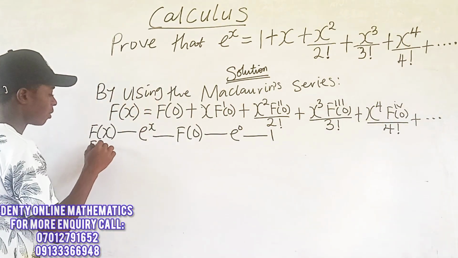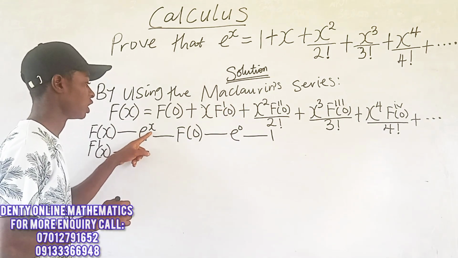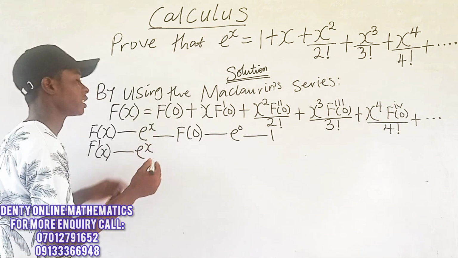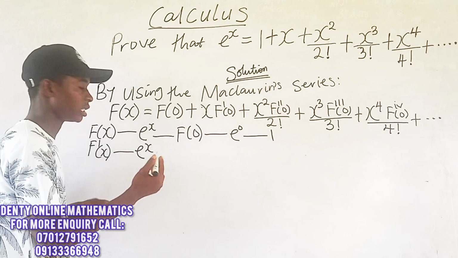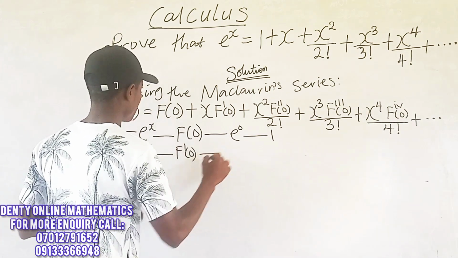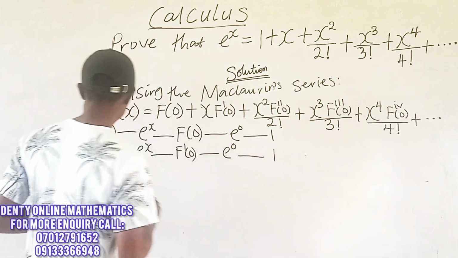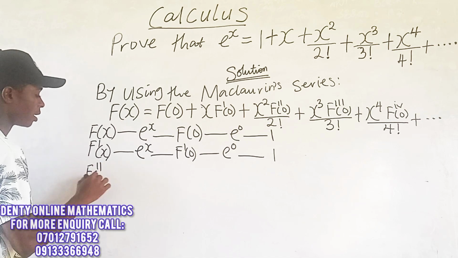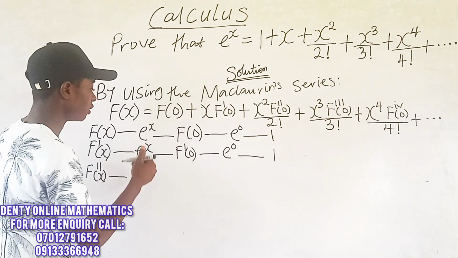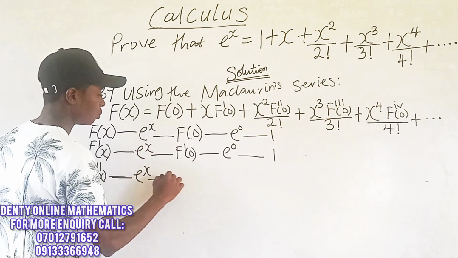We have f prime of x. F prime of x means you're differentiating this. You differentiate exponential power x. So if you differentiate exponential power x, it's going to give exponential power x. The derivative of this function is the function itself. Now, f prime of 0 means exponential power 0, which is what? 1. You get it? Now, f double prime of x means we are still going to differentiate exponential power x. And the derivative is we are still going to have exponential power x.